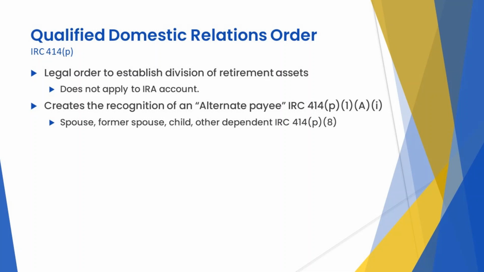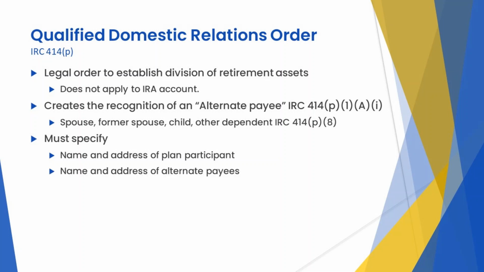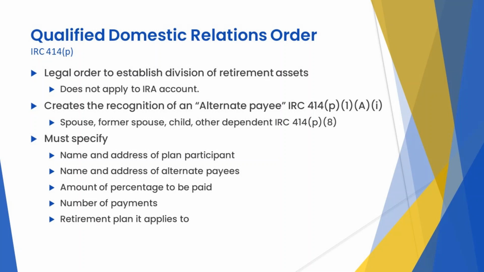An alternate payee is any spouse, former spouse, child, or other dependent of the participant who is recognized by the QDRO. A QDRO must specify the name and the last known mailing address of the participant and the name and mailing address of each alternate payee covered by the order, the amount or percentage of the participant's benefits to be paid by the plan to each alternate payee, the number of payments or periods to which the order applies, and each plan to which the order applies.